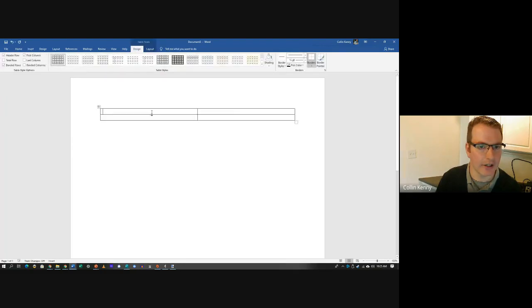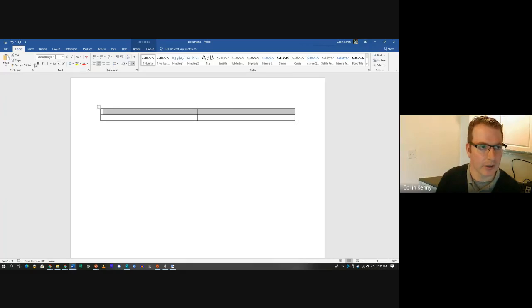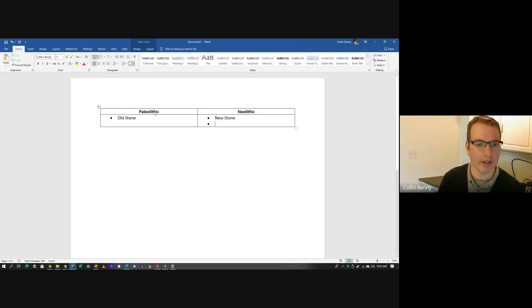And on one side, you're going to put Paleolithic, and the other one put Neolithic. See how easy that is? And then you could just make some bullets, and we know that the definition is old stone, and we know the definition here is new stone, and then we could start having some of the things about them. It's up to you how you want to do it.